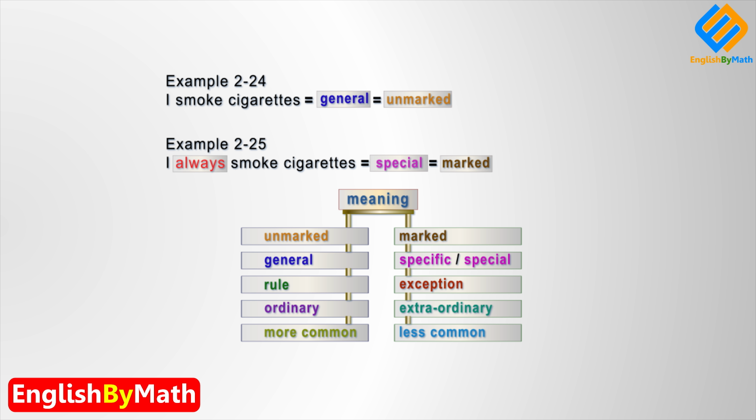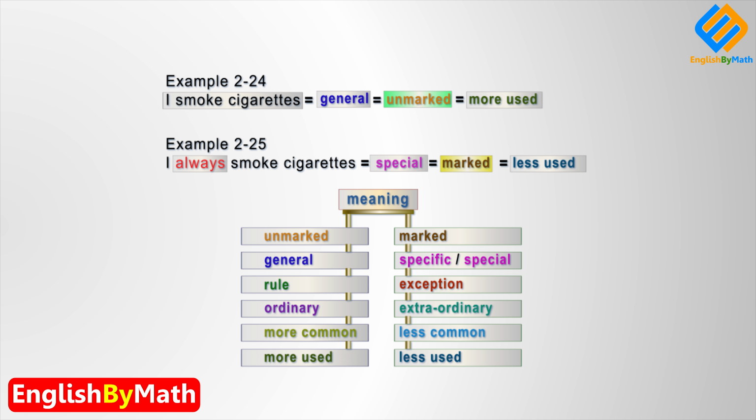Adding the word always changes the meaning of I smoke cigarettes from unmarked to marked. There is therefore a negative relationship between the number of words in the sentence and the meaning. The more words in the sentence, the more marked the meaning will be. The more marked the sentence is, the less common it becomes or less used. That is why 224, I smoke cigarettes, is used more than 225, I always smoke cigarettes.